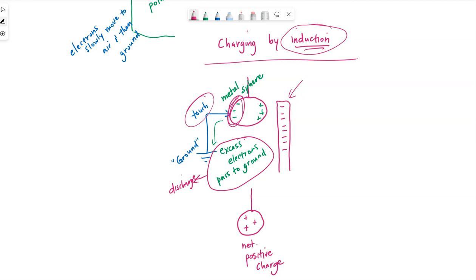So I'm going to post a couple of videos, and there's going to be a couple of them showing charging by conduction, rubbing a rod with the fur or silk, as well as by induction. And they show different ways of charging by induction.